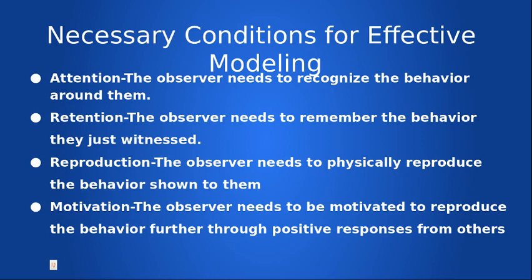Retention is the second condition necessary for effective modeling. Do they remember what they paid attention to? This includes symbolic coding, mental images, cognitive organization, symbolic rehearsal, and motor rehearsal. The third condition is reproduction, reproducing said image. This includes their physical capacities to imitate their model and self-observation of reproduction.